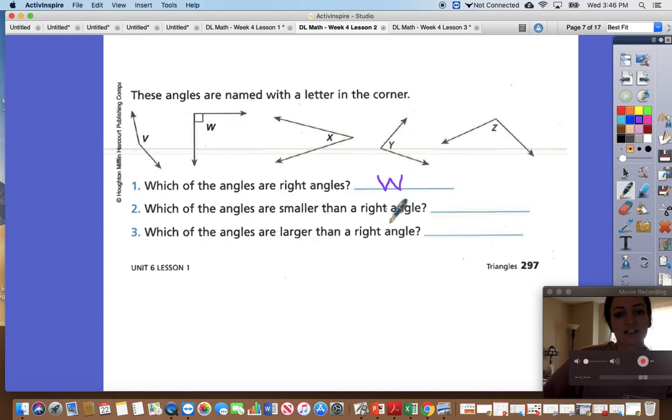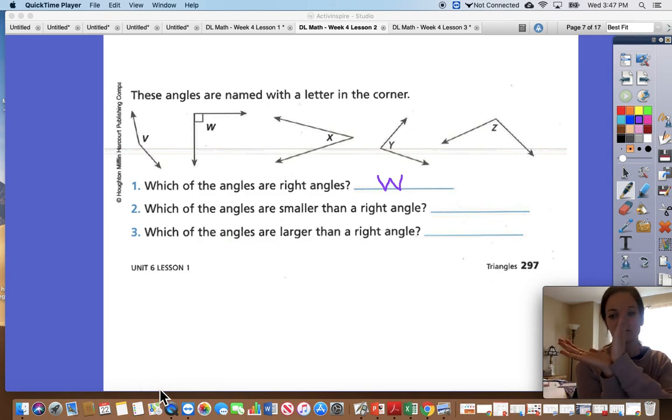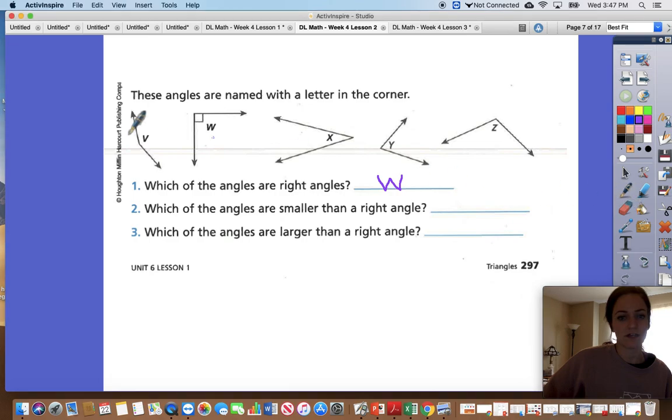Which of these angles are smaller than a right angle? They took a right angle and they squeezed it together. They made it smaller. Which ones of these are smaller than a right angle? Well, let's look. Is V? No. X? Yes. Do you see how it's squished together? They took the right angle and they squished it. So we'll say X is one. What about Y? Yes, Y is also an acute angle, smaller than a right angle. We're squeezing it together.